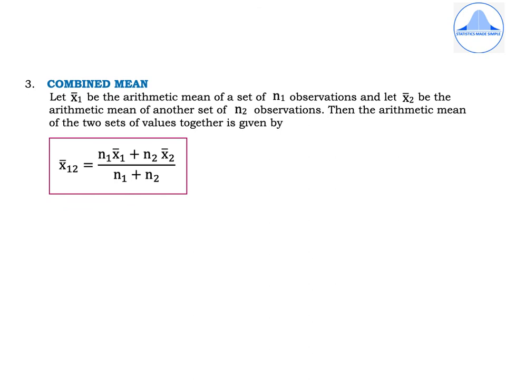Then the arithmetic mean of the two sets of values together is given by x bar 1 2 is equal to n1 x bar 1 plus n2 x bar 2 divided by n1 plus n2. This combined mean property formula can be extended for more than two sets of data as well.